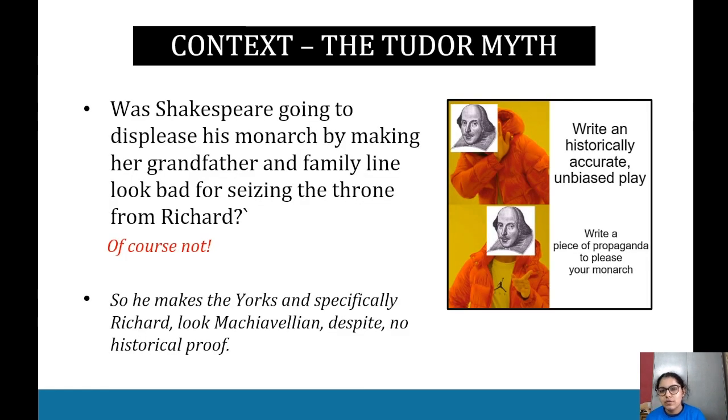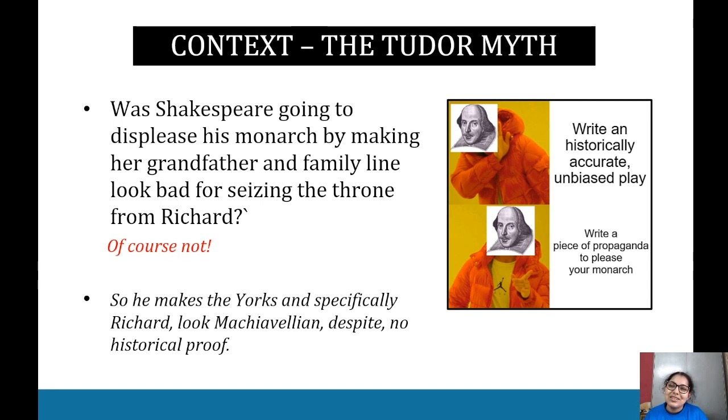So, think of it this way. Was Shakespeare going to displease his monarch, the person who's funding his theatre, who's promoting him as a storyteller? Was he going to displease her by making her family, her grandfather and her legitimacy as a queen look questionable, and make her look bad for seizing the throne from Richard, who was on the throne? Shakespeare in all his plays talks about the divine right of kings, that the king is the rightful representative of God. You're not supposed to usurp the king or the queen. You are supposed to respect that natural hierarchy.